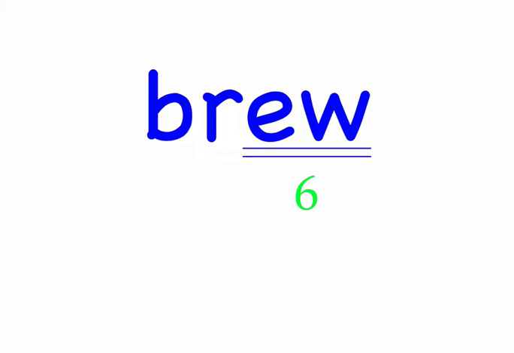Brew. EW here is representing its second sound, oo, so we double underline it. The first sound for EW is U, and if it were making that sound, we'd underline it once, but here it's clearly making its second sound.